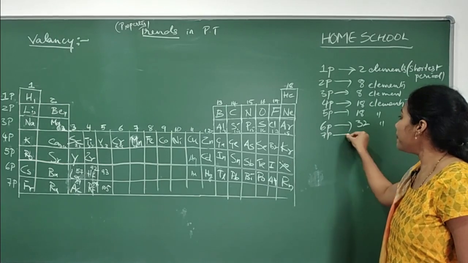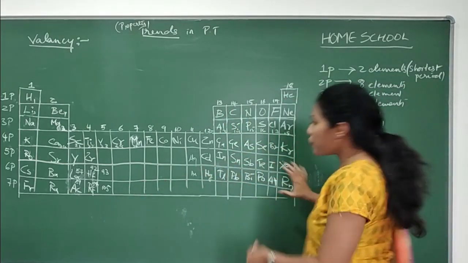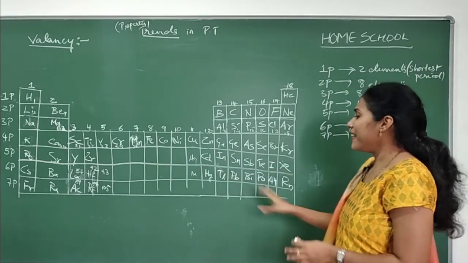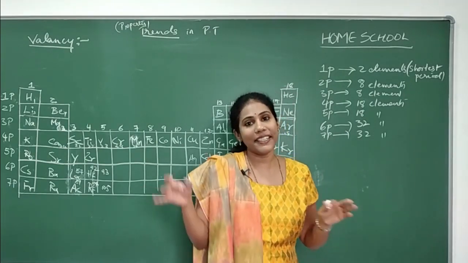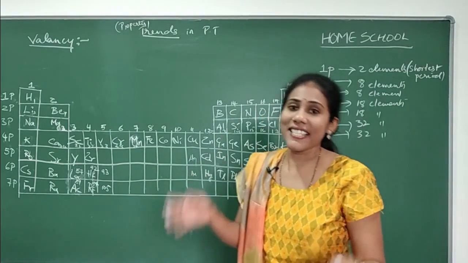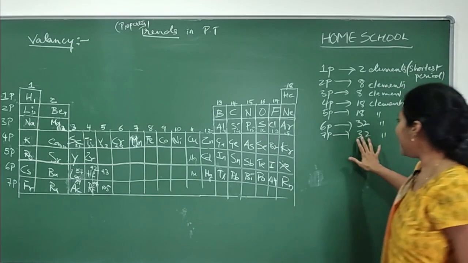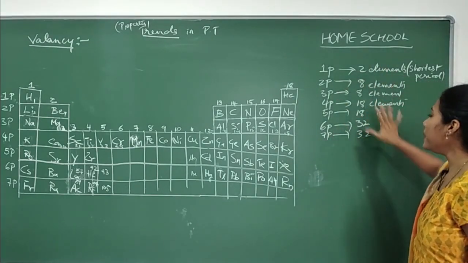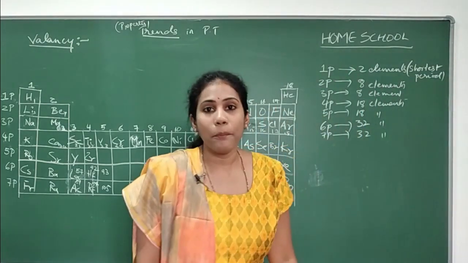Similarly, the seventh period, if all the elements are there, would also have 32 elements, but at present it is incomplete. Only 118 elements are discovered. So you can say the seventh period is incomplete, or if it is completely filled, it can have 32 elements. Which period has how many elements, that you should also remember. That is very, very important.